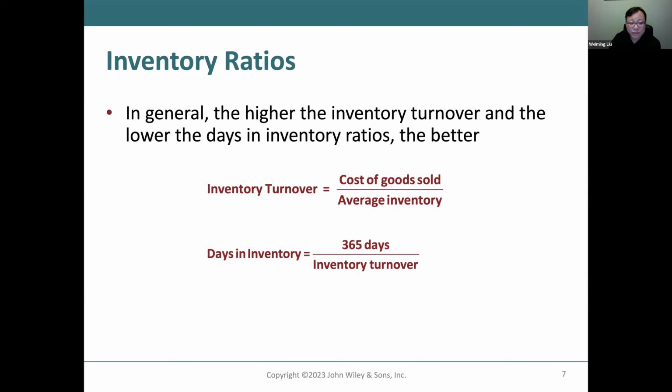So how do you calculate inventory turnover? You use your cost of goods sold from the income statement divided by the average inventory, which is beginning inventory plus ending inventory divided by 2. This gives you the inventory turnover. How do you calculate days in inventory? In a year there are 365 days, so you use 365 days divided by inventory turnover. That gives you the days in inventory.